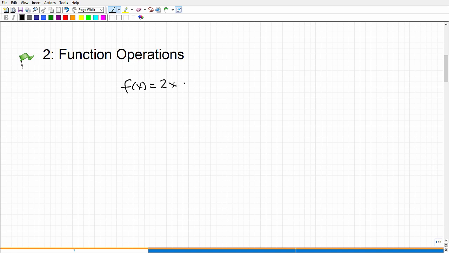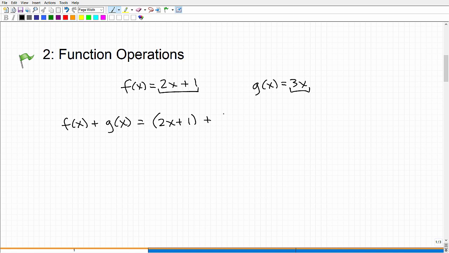Let's say I have a particular function f of x equals 2x plus 1, and I have another function g of x equals 3x. You might be asked to find f of x plus g of x. This is actually pretty simple. All we do here is take f of x, which is 2x plus 1 in this example, and add it to the g of x function, which is 3x. Then we just simplify. So this would be 5x plus 1. So f of x plus g of x is equal to 5x plus 1.